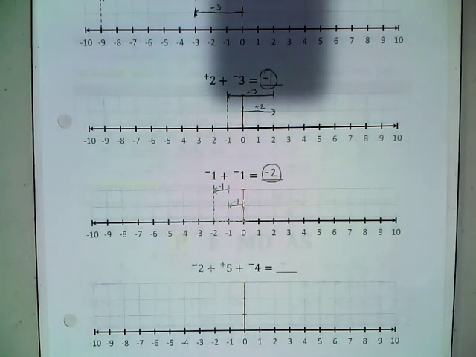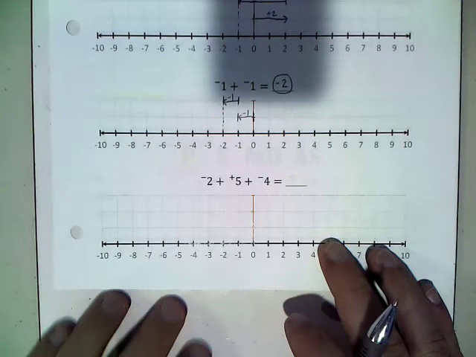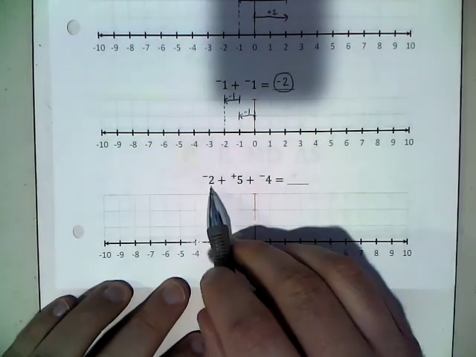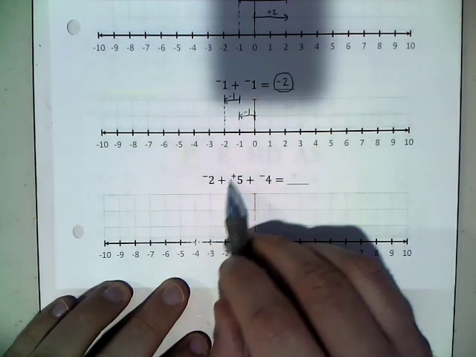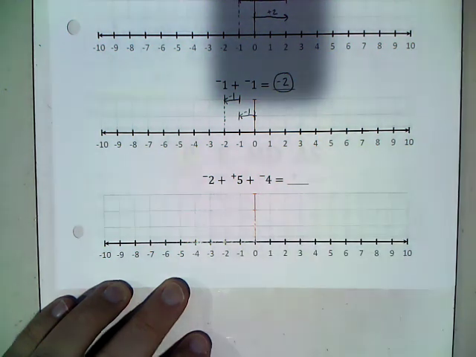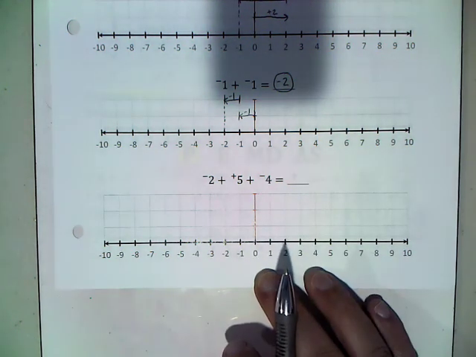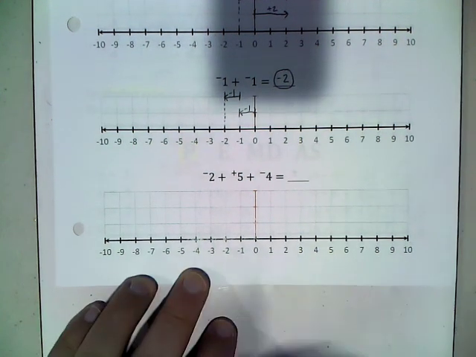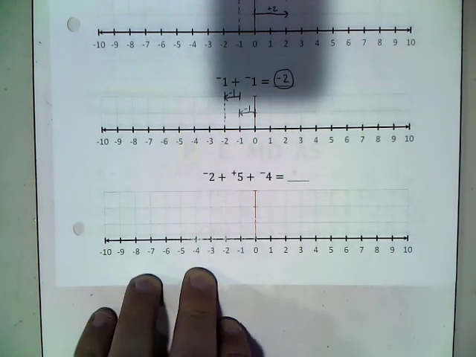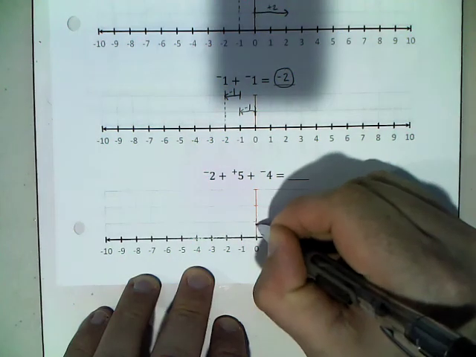And then finally, our last example here. -2 plus +5 plus -4. So we can do this with more than just 2 integers. We can do it with 3 or 4 or 5 or any number of integers. So we'll do this guy here. And we just take them one at a time.